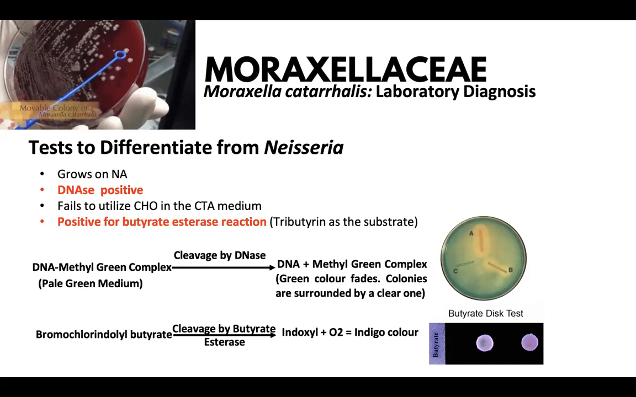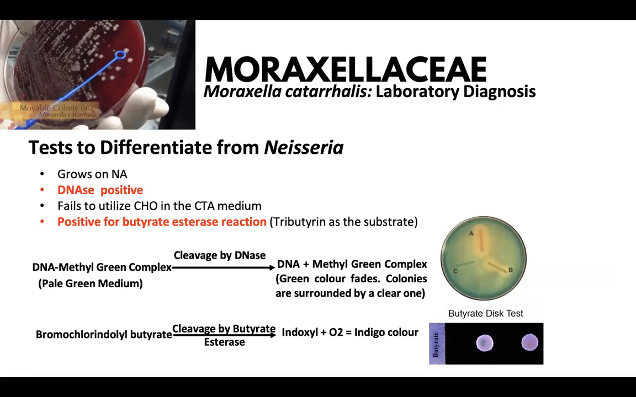Now, to differentiate your Moraxella from Neisseria, your Moraxella is not so fastidious. It can grow on nutrient agar. So that's a check. It is DNase positive. Your Moraxella cannot utilize carbohydrates, unlike your Neisseria. And plus, it is positive for butyrate esterase reaction. So, ang DNase, na-discuss na natin ito in Staphylococcus, right? So, pareho lang. Usually, methyl green ang ginagamit. So, pag may clearing, that would mean merong DNase enzyme.